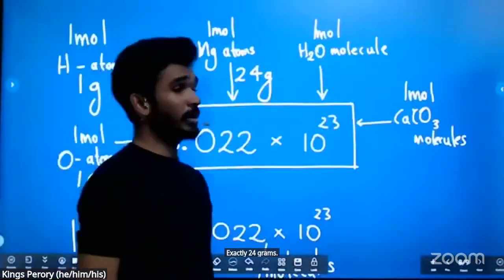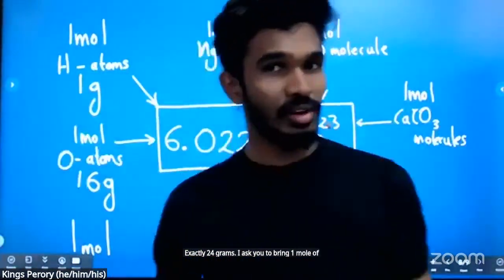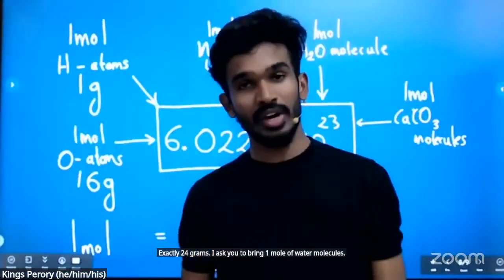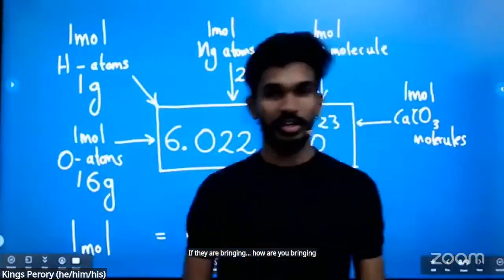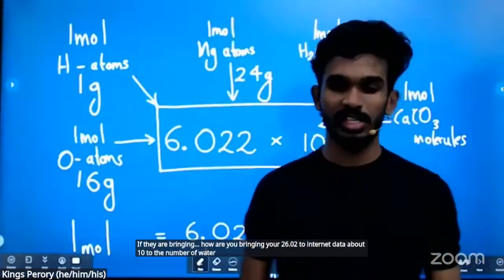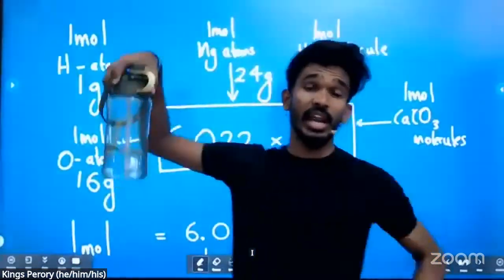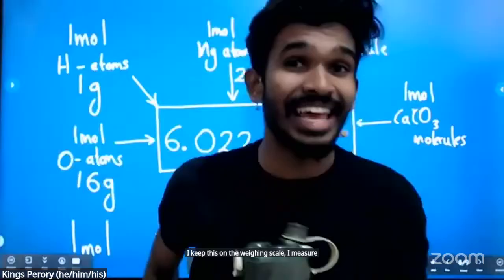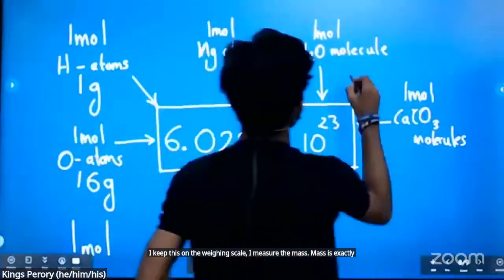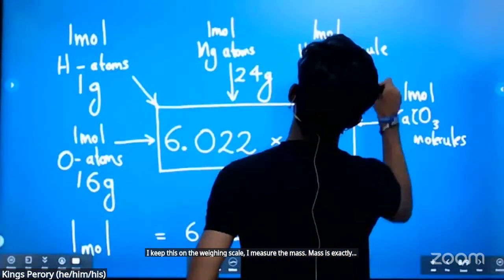I ask you to bring 1 mole of water molecules. Let's say you are counting 6.022 into 10 to the power 23 number of water molecules. Let's say you are packing it inside my water bottle and giving it to me. I keep this on the weighing scale. I measure the mass. Mass is exactly 18 grams.